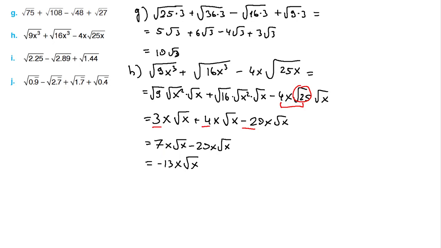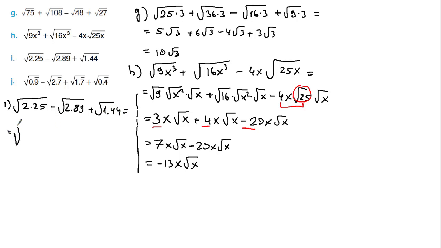Great. Let's continue with exercise I here. What do we have? We have square root of 2.25 minus square root of 2.89 plus square root of 1.44. Now, I think we can express these decimal numbers as fractions, like this. And doing the same, 289 over 100 like this, and 144 over 100.